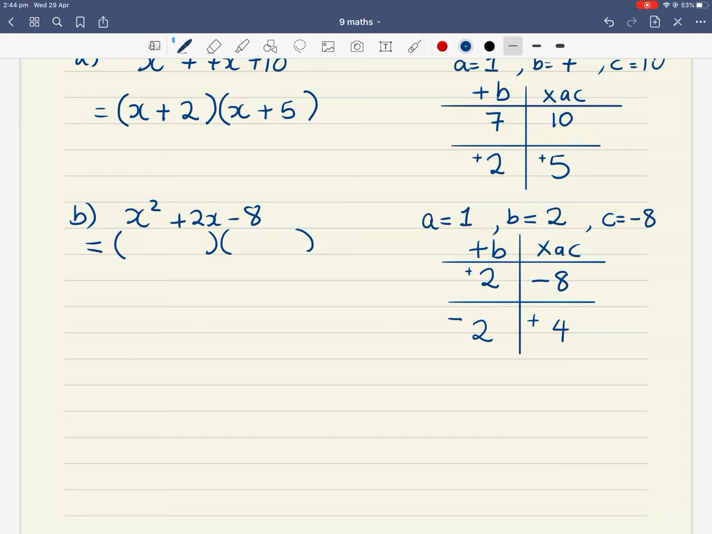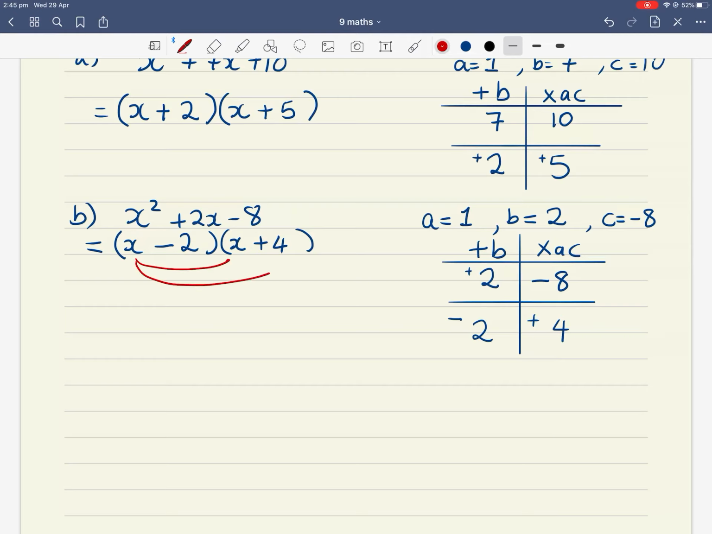go back to our original question and we write equals, bracket, bracket, bracket, bracket, because we're factorizing. Because it's only 1x squared, you put x at the start of the brackets. Now your first number was negative 2, in other words, minus 2. And your second number was positive 4, in other words, plus 4. And that's your answer. x minus 2 times x plus 4.